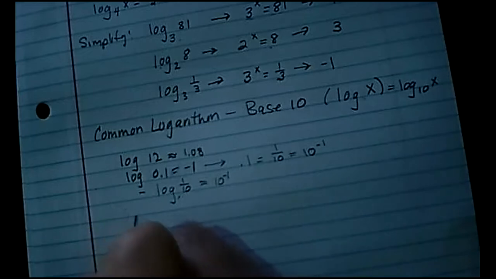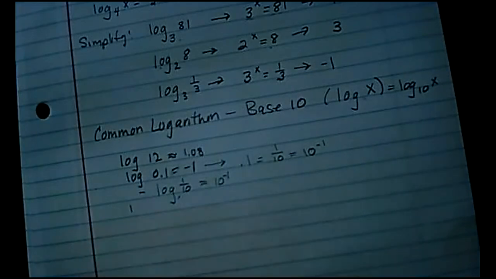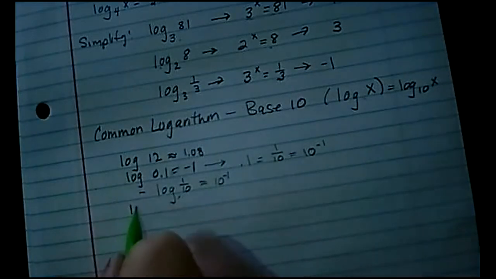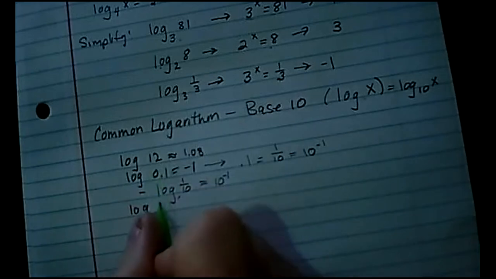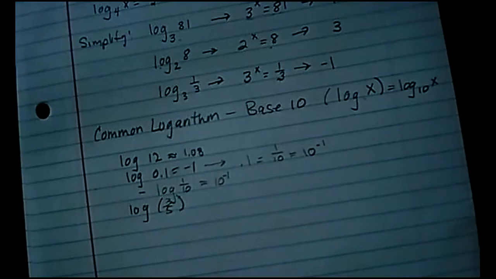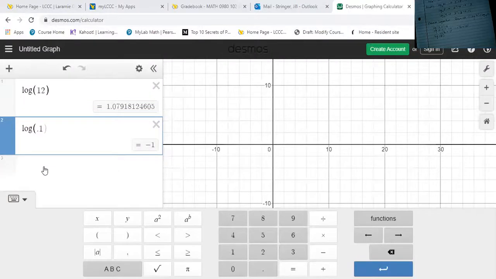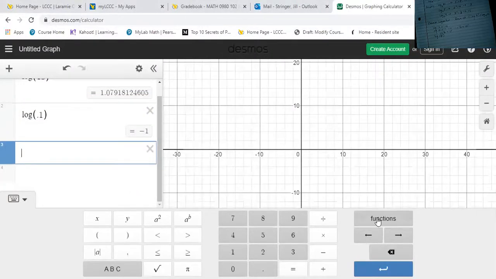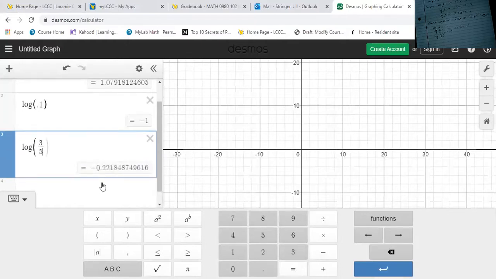All right, so how about this one? Let's look at this log of 3/5. Let's use a fraction in here. Okay, log of 3/5. So we'll go back here and let's do again our log, and we'll do 3/5. 3 divided by 5, and it's a negative approximately 0.22.